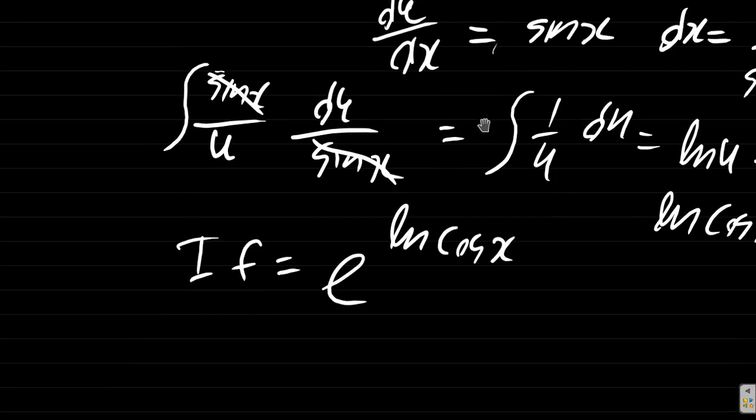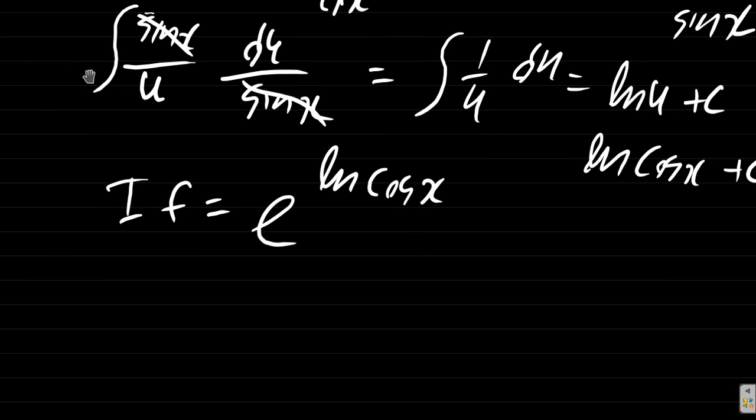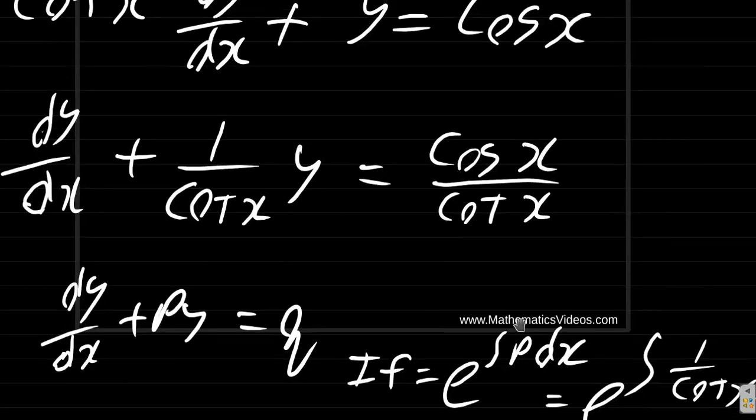But the thing is, you can simplify the integrating factor even more. When you have e to the ln of something, you're just left with that something. It's like e and ln cancel. Alright? So this turns out to be cosine x. So we multiply both sides by cos x.